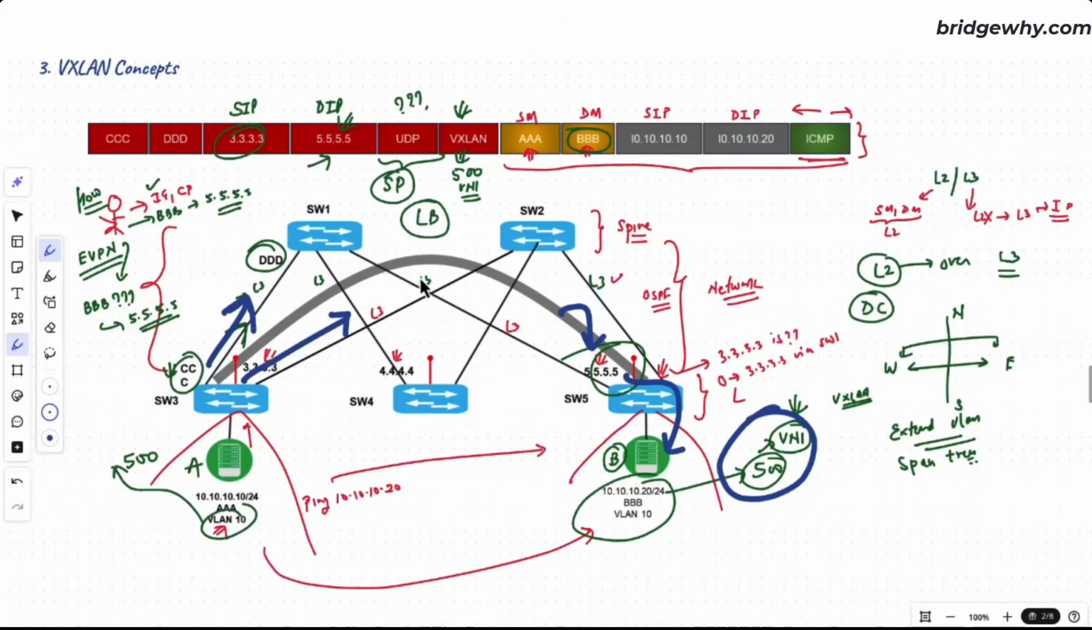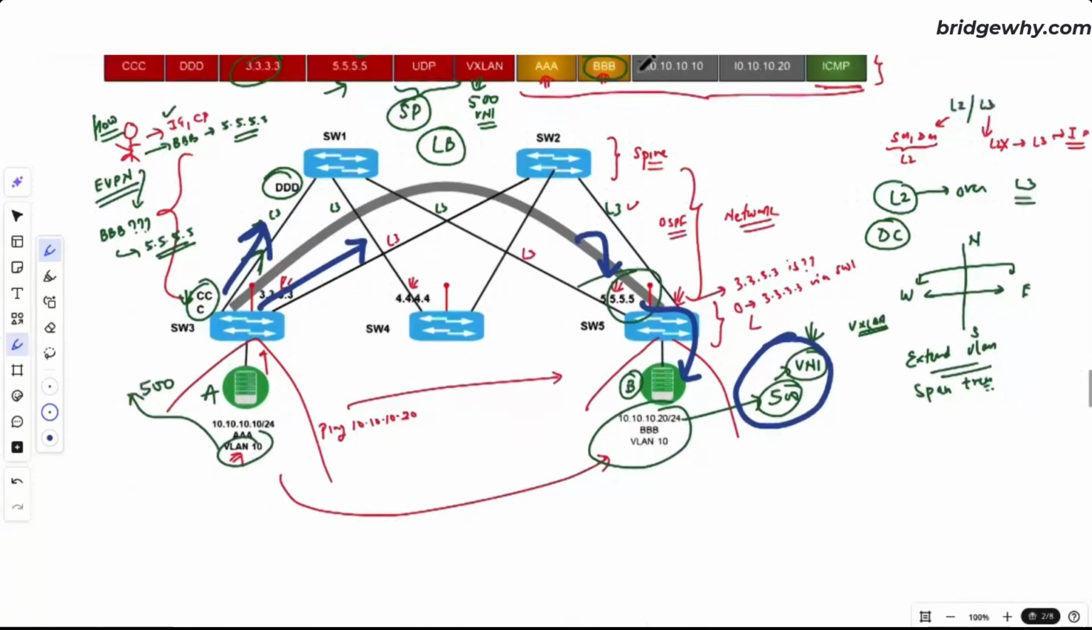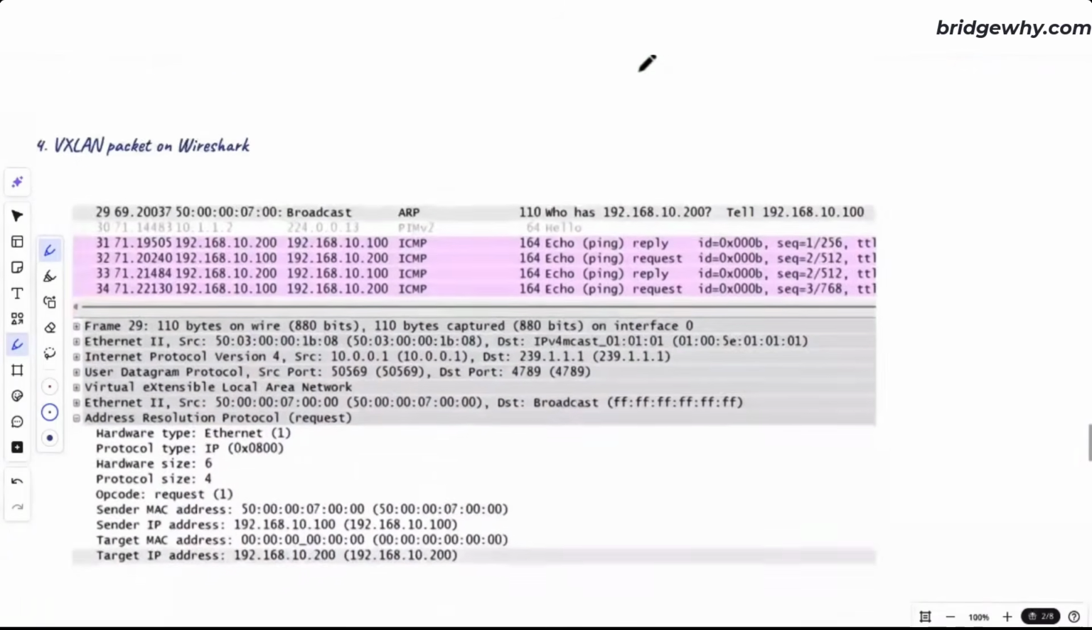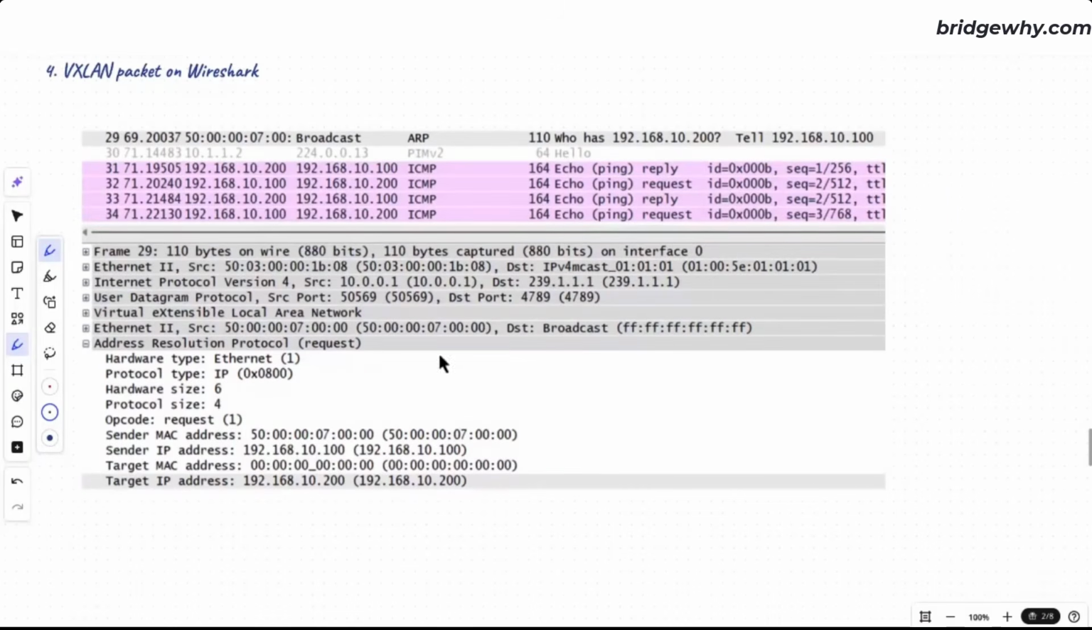And this packet, this beautiful packet you are seeing here, is actually known as your VXLAN encapsulation or VXLAN packet. And that is what I would like to showcase to you on Wireshark now. If you can see here, this is my VXLAN packet. So what is happening here? I am sending an Address Resolution Protocol message, say ARP. This is my ARP message, right?